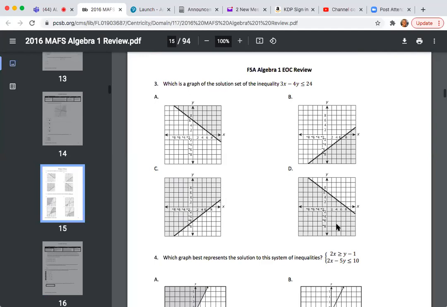Number 3, guys. Which is a graph of the solution set of the inequality 3x minus 4y less than or equal to 4? All right, guys. So, sugar plums, listen, we need to eliminate some of these answer choices. That's the first thing we need to do. Because some of these answer choices just don't make sense. They just cannot be the correct answers, okay? So guys, let's see. How do we go about eliminating some of these answer choices?